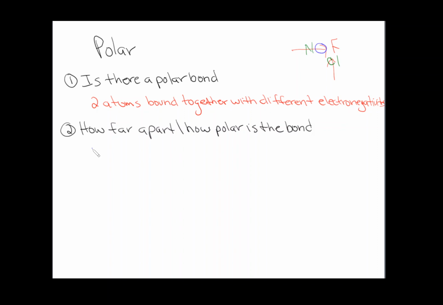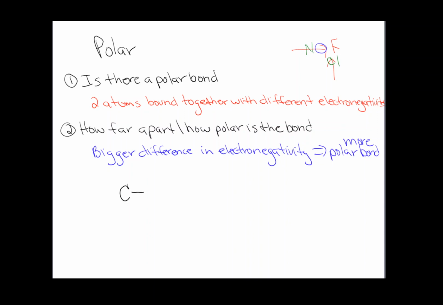The bigger the difference in electronegativity, the more polar the bond. So two things far apart on the periodic table will have a more polar bond than two things that are very close. For example, in a previous lecture, I talked about carbon being bound with hydrogen.